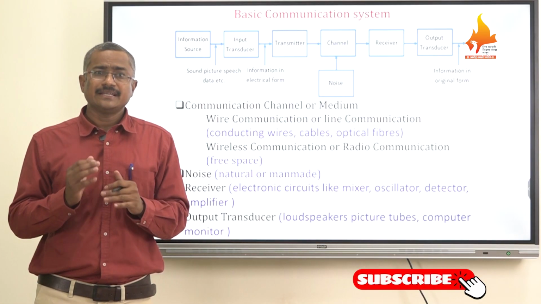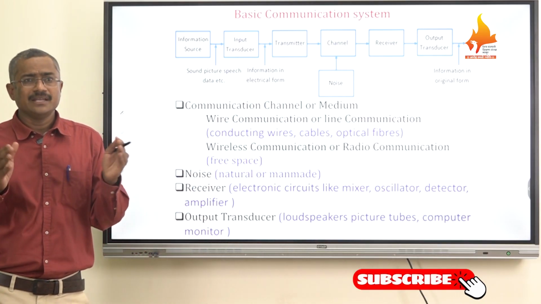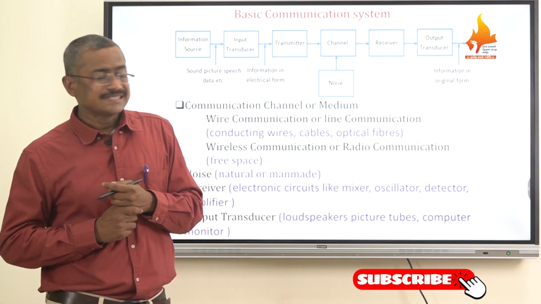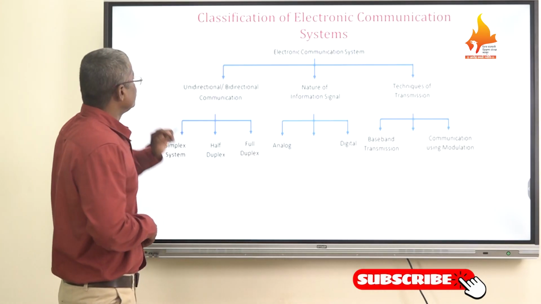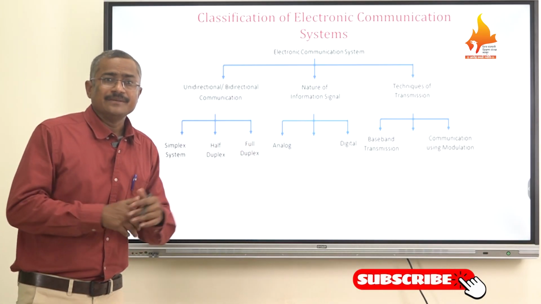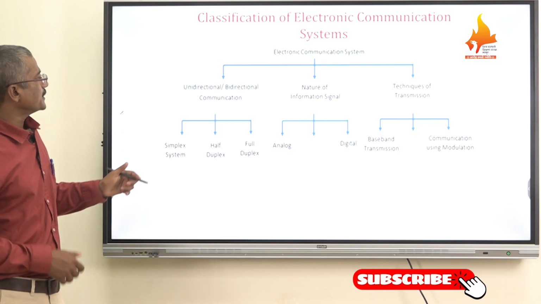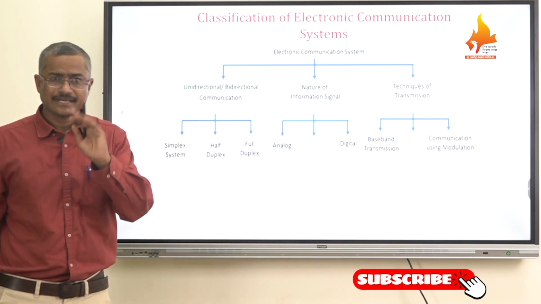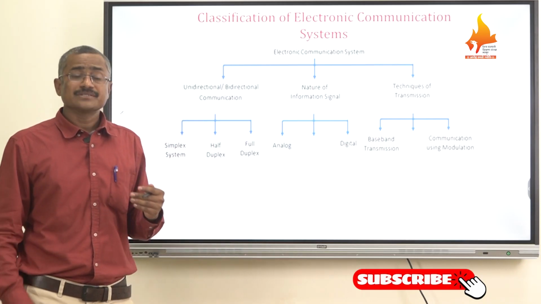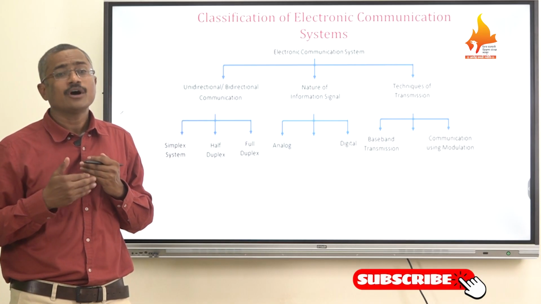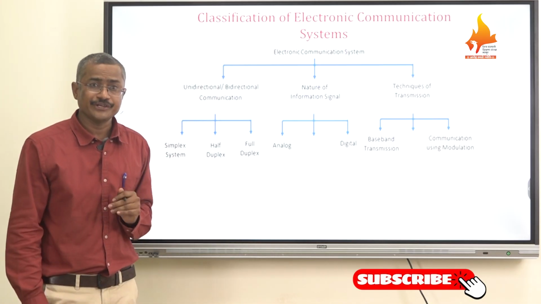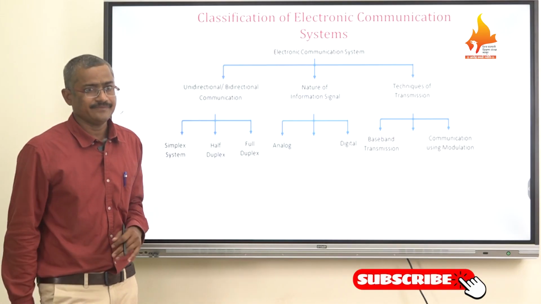Now we will discuss in the next point, just highlighting the different types of electronic communication systems. We'll go one by one. How can the electronic communication system be classified? It can be classified based on three techniques. Based on the direction of communication, whether the communication is one way or two way, that is, whether it is unidirectional or bidirectional, the communication system can be classified.